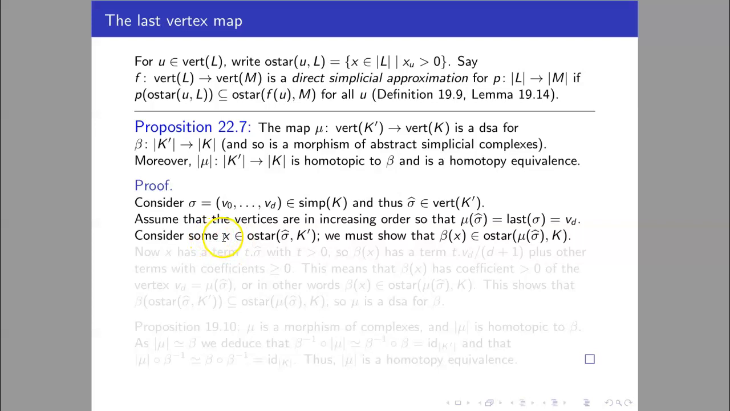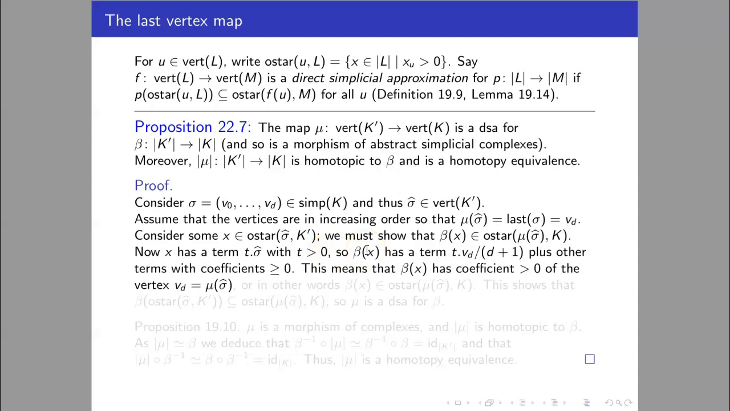Okay, so let's look at some point x in the open star of sigma hat. We need to show, like I say, that beta of it is in the open star of mu sigma hat in K. So what does it mean to say that x is in this open star? It means that x has a term t times sigma hat with t strictly positive. And so when we do beta, remember what we do with beta, we send sigma hat to the barycenter of sigma, the sum of all the vertices in sigma divided by the number of vertices. And then we add on extra terms for any other terms in x.